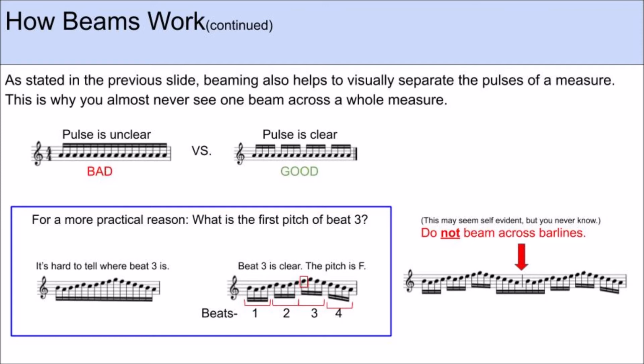The final example in the bottom right of this slide usually goes without saying, but you can never know, some people will make this mistake: you do not beam across the bar lines. All beaming should be contained within their own measures. Again, there is a time and a place for everything in music, so some of us that are more experienced in music may have encountered music where there is beaming across a bar line, but this is not commonplace, and it should not be common practice.